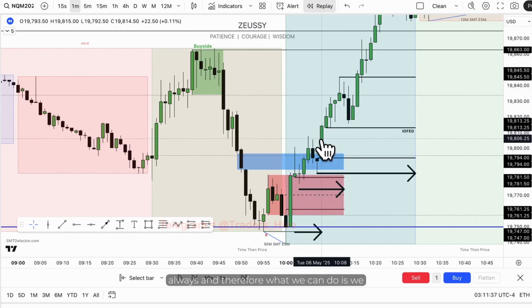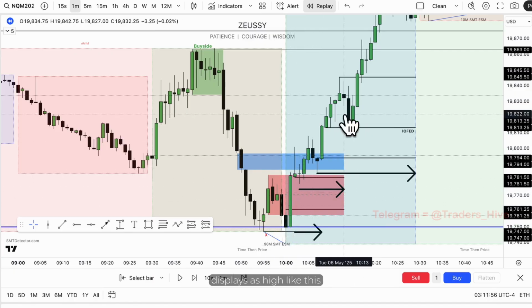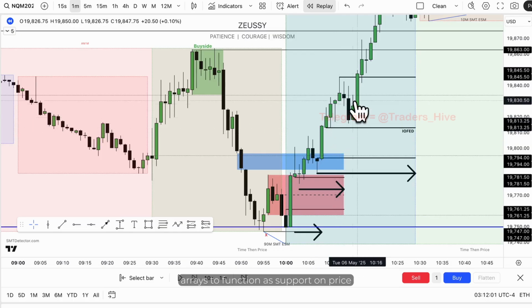And therefore, what we can do is say, okay, instead of removing risk completely, the market is showing exactly what we need to see. Why not pyramid? Why not add to a position which is winning? By adding to a position that is winning, we're able to maximize our profits whilst keeping the risk relatively equal. So when the market displaces higher like this, what I'm looking for is these new discount arrays to function as support in price.